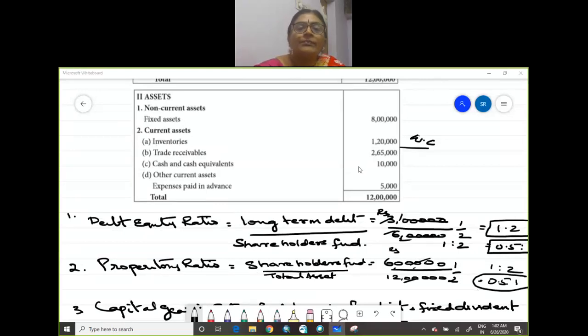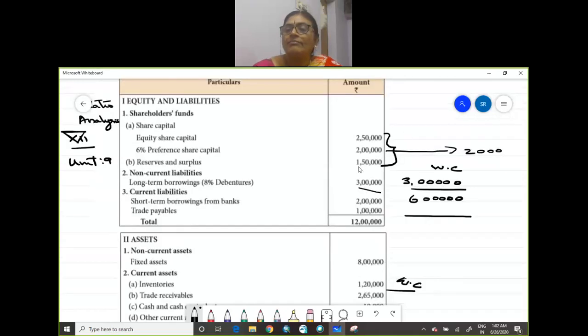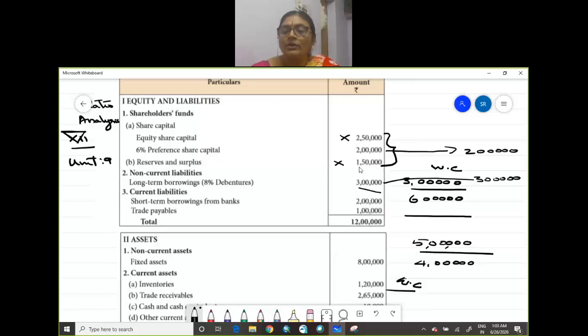Now, for the fixed part, here preference share capital is 2 lakhs, and debentures again 3 lakhs, so that comes to 5 lakhs. 5 lakhs is your funds bearing fixed interest and fixed dividend. And then equity shareholders fund, I cross here, so that comes to 3 plus 1, 4 lakhs. Very easy.